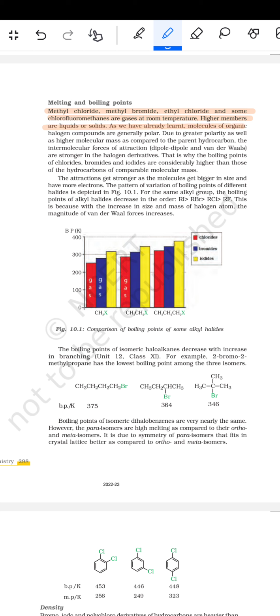As we have already learnt, molecules of organic halogen compounds are generally polar. Due to the greater polarity as well as the higher molecular mass as compared to the parent hydrocarbon, the intermolecular forces of attraction, dipole and van der Waals, are stronger in the halogen derivatives. That is why the boiling points of chlorides, bromides and iodides are considerably higher than those of hydrocarbons of comparable molecular mass. The attraction gets stronger as the molecules get bigger in size and have more electrons.